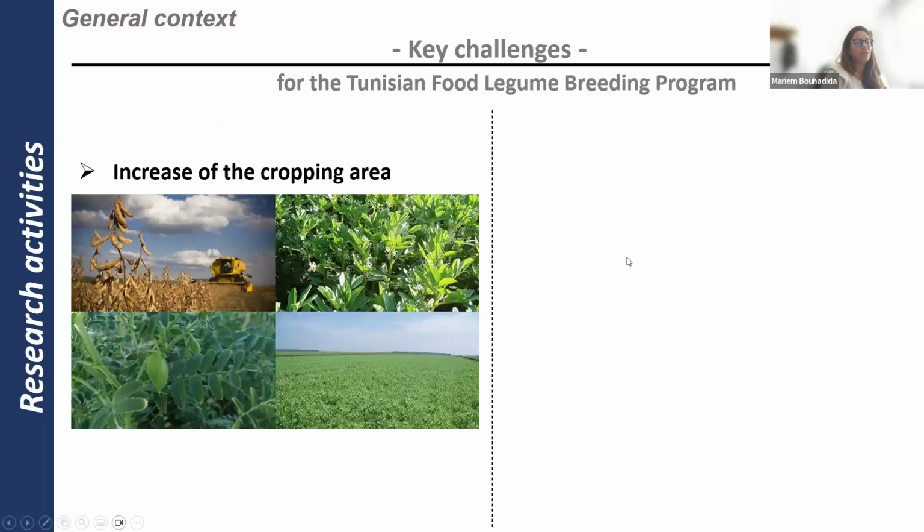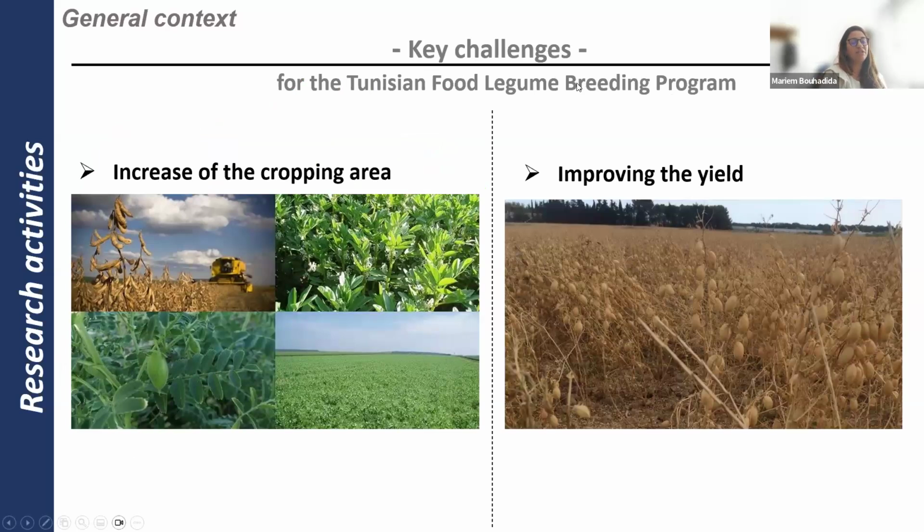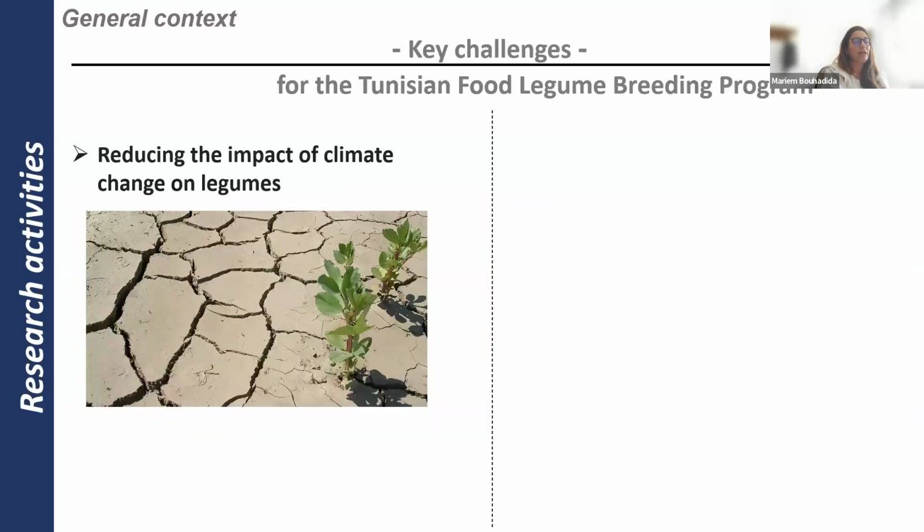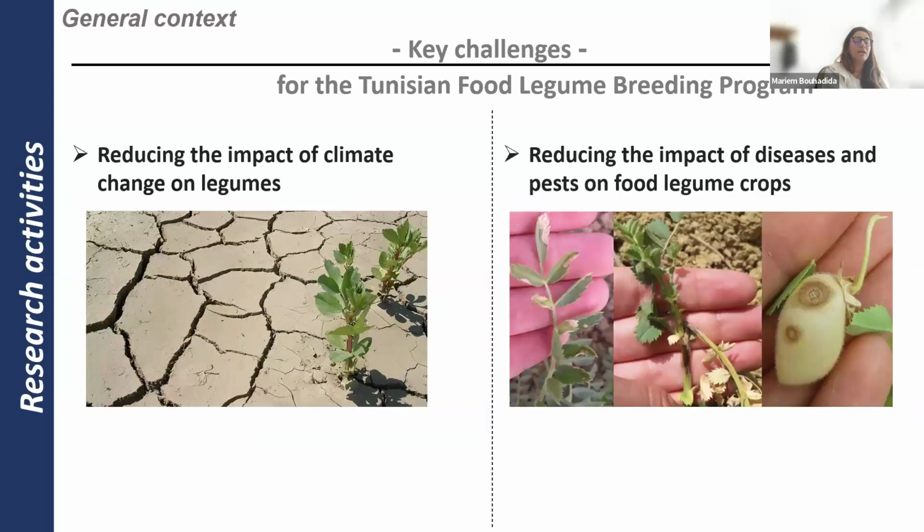One of our challenges for our research activity are closely linked to the context of Tunisia, as I said before. In the context of climate change, the Tunisian breeding program aims to contribute to the increase of the cropping area, improving the yields, reducing the impact of climate change on legumes, and reducing the impact of diseases and pests on food legume crops.